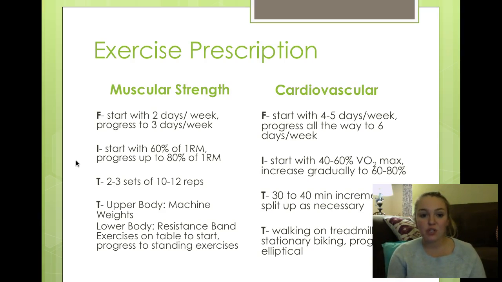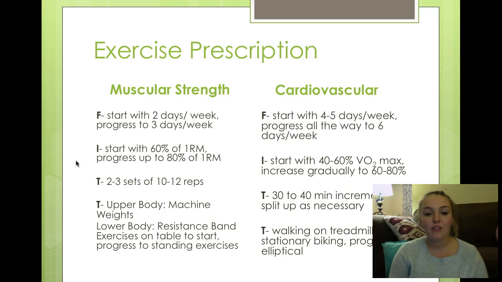For his exercise prescription, for muscular strength, I would start with 2 days a week and eventually progress up to 3 days a week. I would have him do 60% of the 1 RM to start and then again progress to 80% of 1 RM. I would have him do 2 to 3 sets of 10 to 12 reps. For upper body, I would have him use machine weights because of the balance issue that he would have with the prosthesis and getting used to it, and eventually maybe he could progress up to the free weights. You would just have to see with progress.